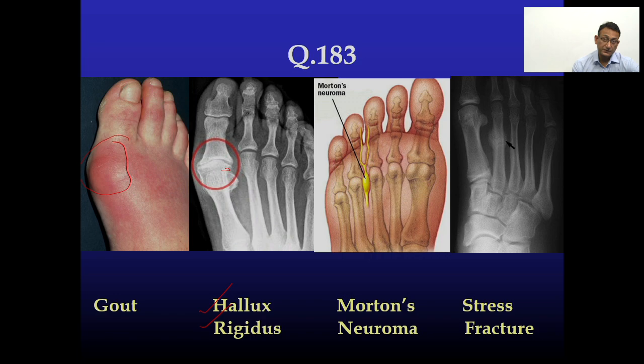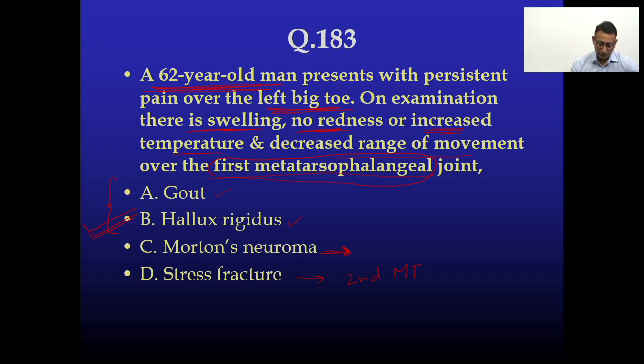Morton's neuroma is nothing but neuroma of the interdigital nerve. It happens either here or here most of the time. So if that happens, that will lead to a burning sensation around these three toes, but not in this area. The stress fracture usually happens in the second or third metatarsal. This is also called a march fracture. This will also not lead to restriction of movements of the first metatarsophalangeal joint. So our answer has to be hallux rigidus in this case. For 183 it is B.